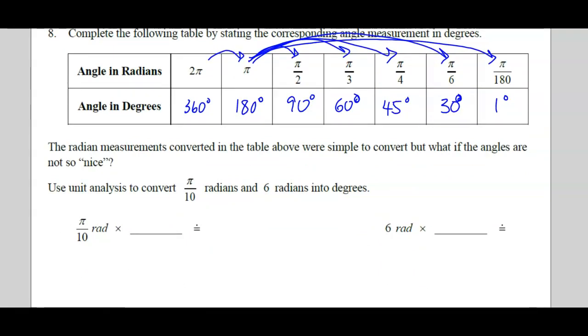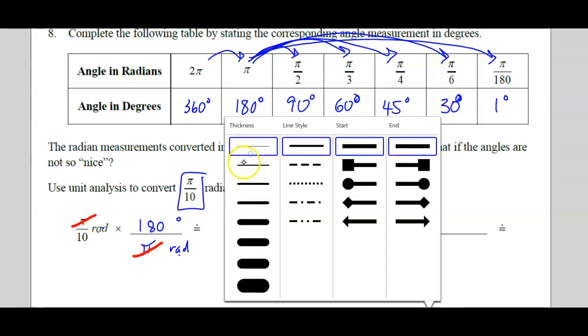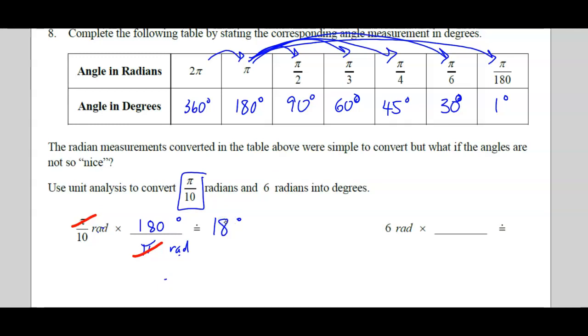So if they're not nice, say I give you pi over 10, as I mentioned, we don't really use a lot of angles that have denominators different from multiples of 2, 3, 4, and 6. So this has 10. That's in radians, so that means we want it in degrees in our answer. So this needs to be degrees, and this needs to be radians, if you think about unit analysis. The radians have to divide out. So 180 degrees is the same as pi radians. Okay, now those pi's divide out. 180 divided by 10 is 18. Okay, 18 degrees.